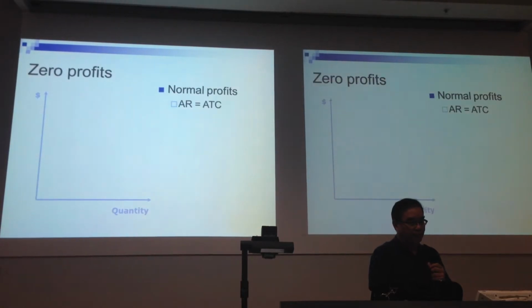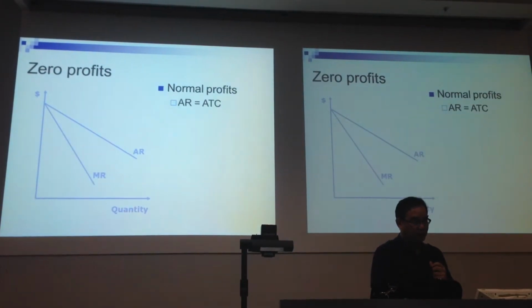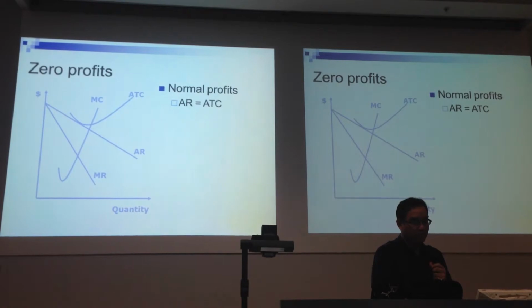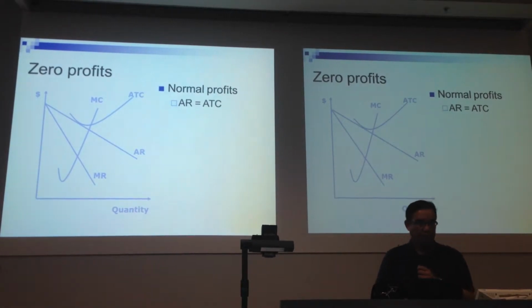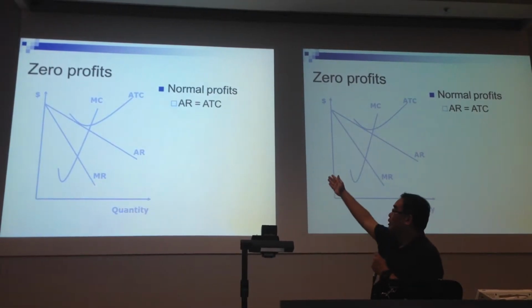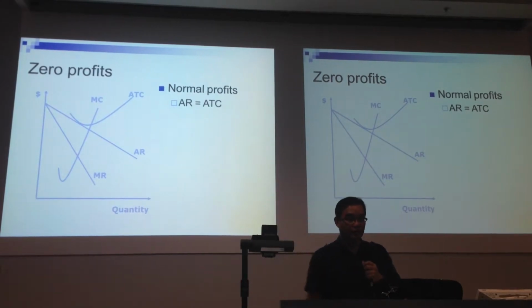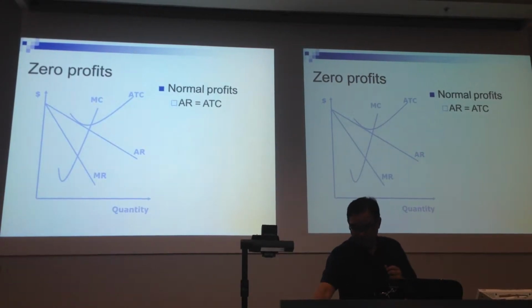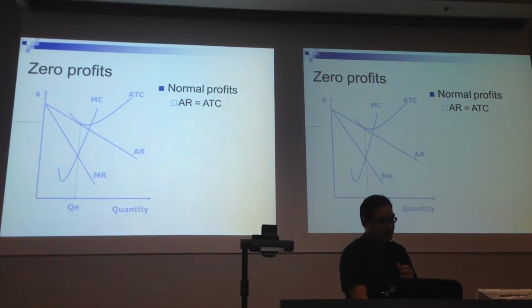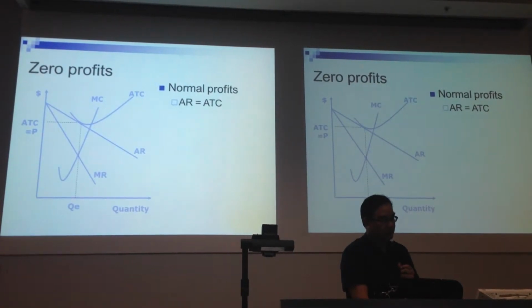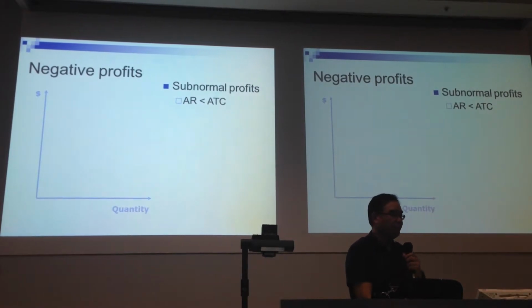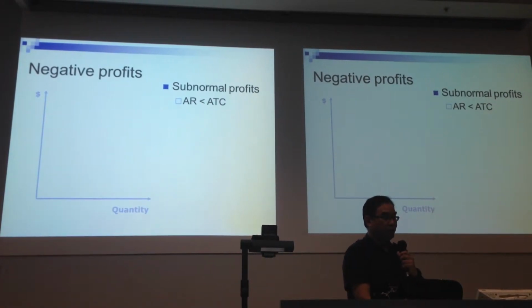So similarly for normal profits, be familiar with drawing the diagram. Zero profit is always out, and this occurs when AR is equal to ATC. And finally, we have negative profits, or subnormal profits.